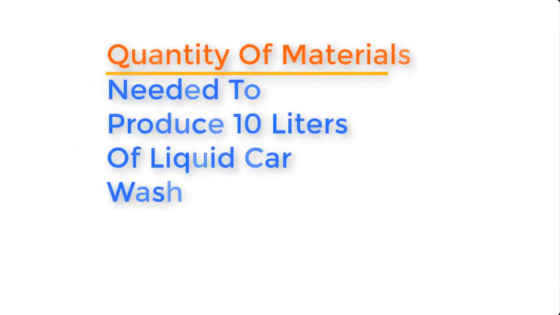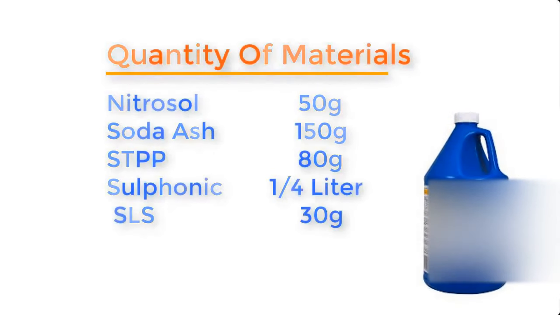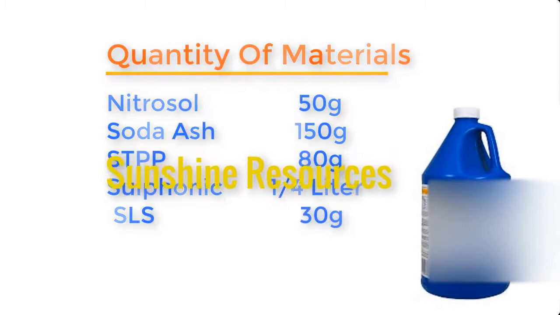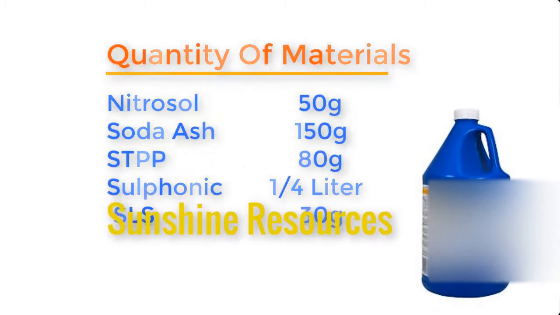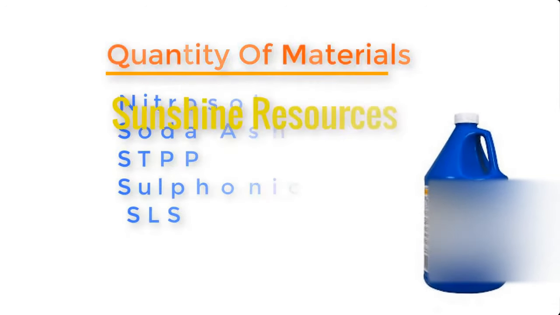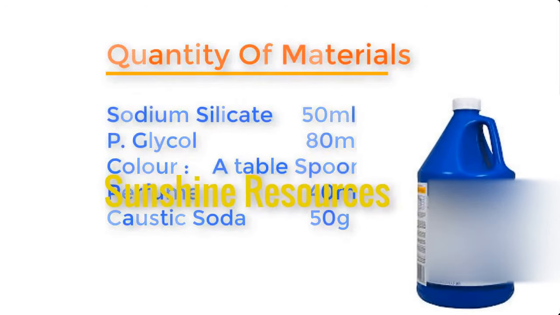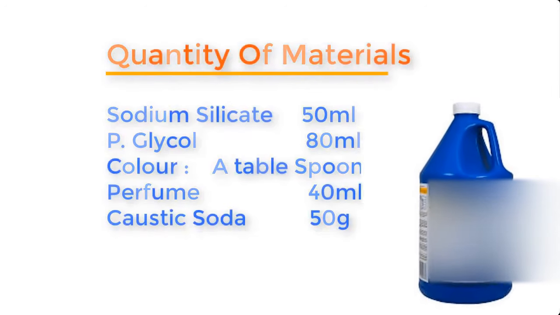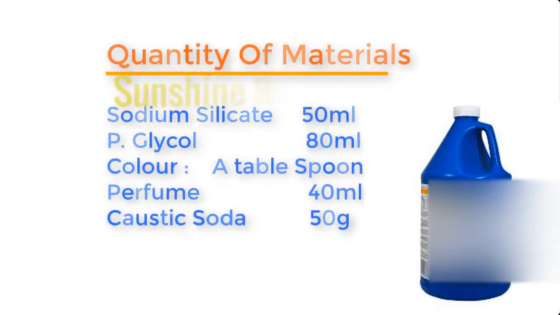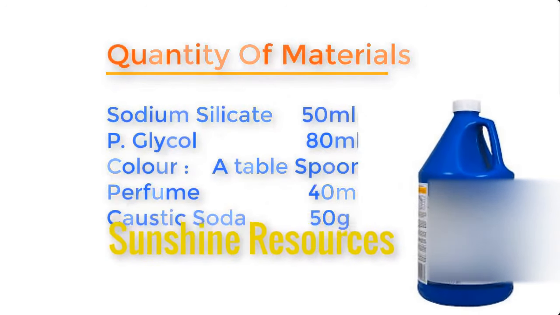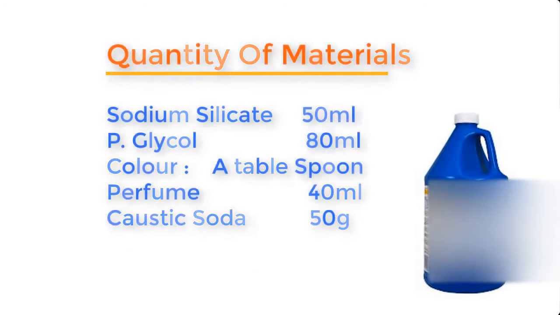Now let's establish the quantity of materials needed to produce 10 liters of liquid car wash. Nitrosol 50 gram, soda ash 150 gram, STPP 80 gram, sulphonic acid 1/4 liters, SLS 30 gram, sodium silicate 50 ml, propylene glycol 80 ml, color a tablespoon, perfume 40 ml, and caustic soda 50 gram. Now let me show you these chemicals one by one and then we go into mixing properly.